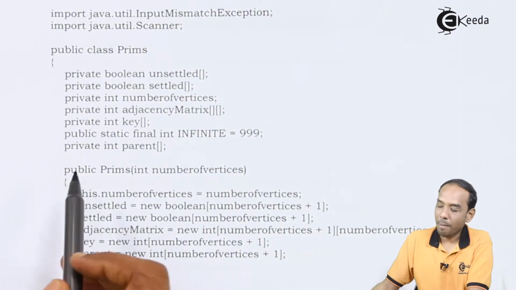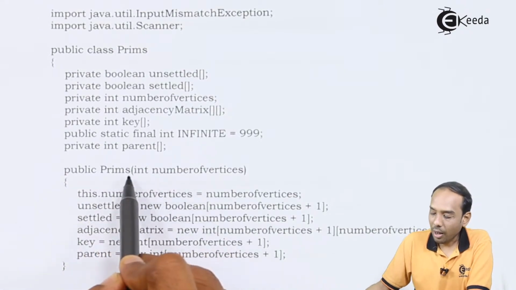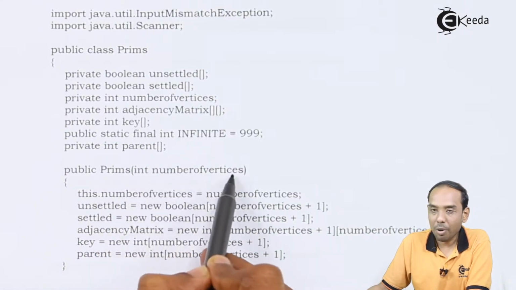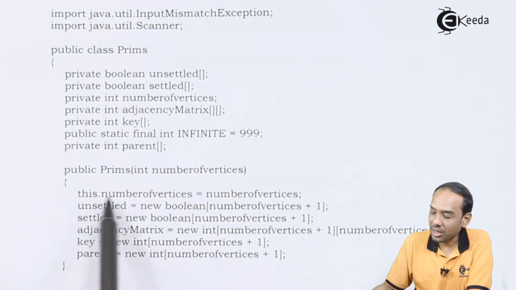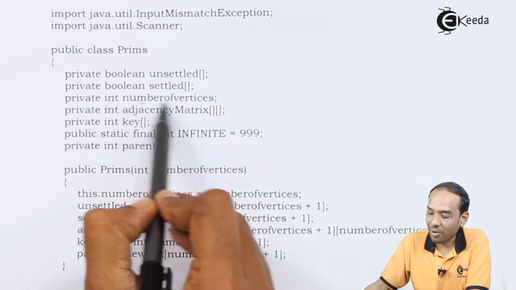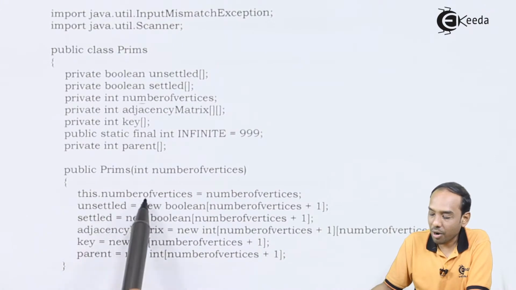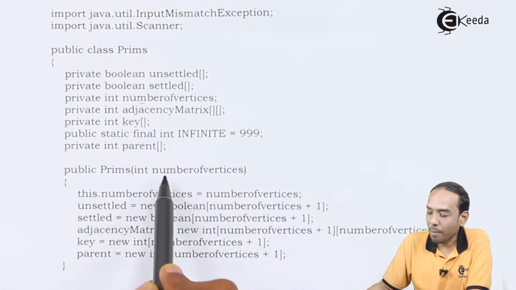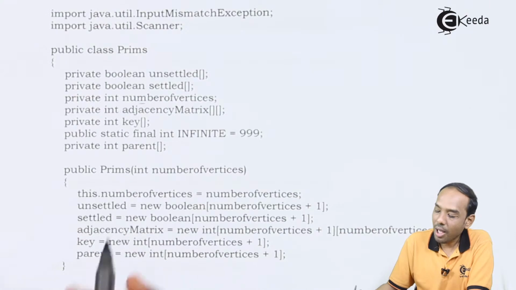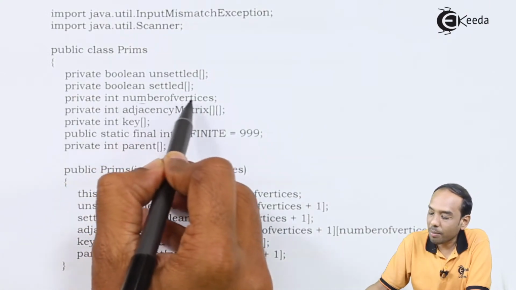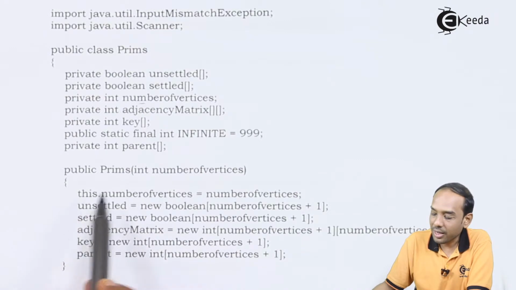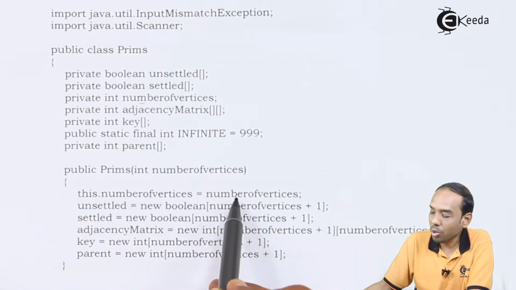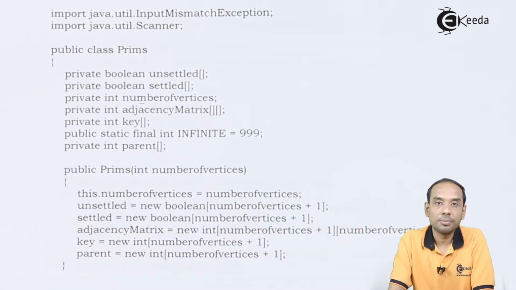We write public Prim constructor with the parameter number of vertices. Now we will pass this value. We have this dot number of vertices. To pass this value, we write this dot number of vertices equal to number of vertices. So the number of vertices is taken from the user and passed on to the variable called number of vertices using this reference.